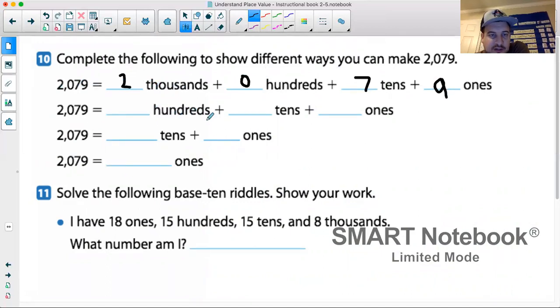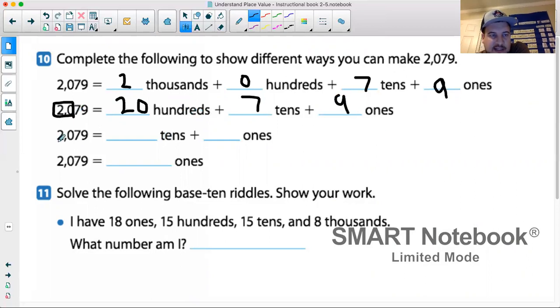All right. So this time I only have hundreds. So I'm going to go to the hundreds place. I'm going to box in everything in the hundreds place. So I could have 20 $100 bills if I wanted to, and that would still equal 2,000. So that's 20 hundreds. I still have 7 tens, and I have 9 ones.